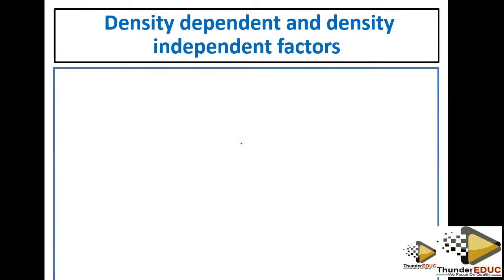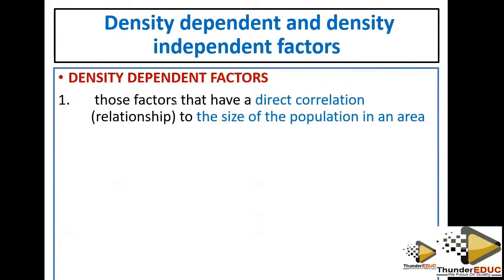Let's look at the density-dependent and density-independent factors. Density-dependent factors, we are saying that the factors that have a direct correlation, meaning that if you increase the number of those factors, or if there is that factor, it will affect the population directly without any, let me say, middleman. We don't call it middleman because this is not economics, but we are talking about it will affect directly.